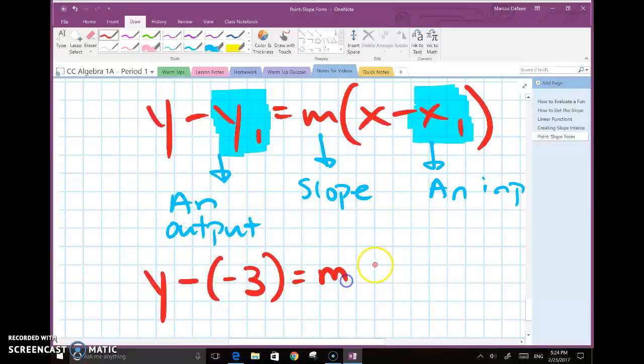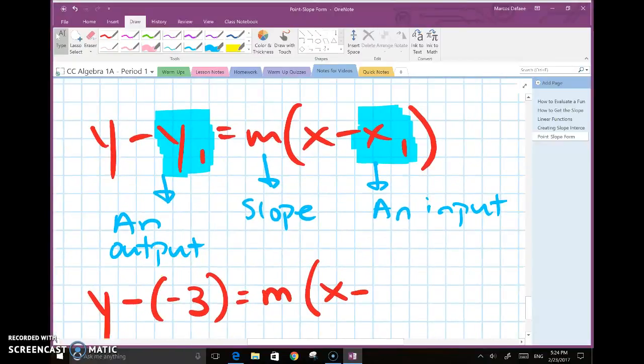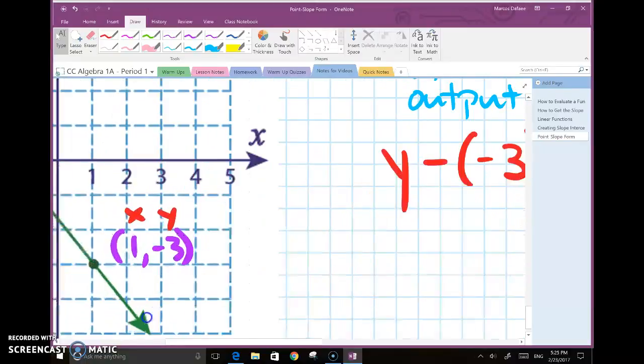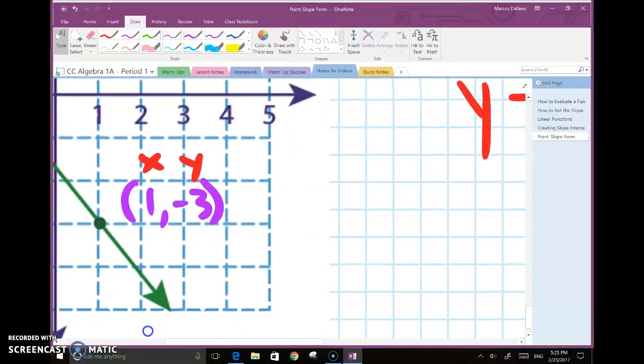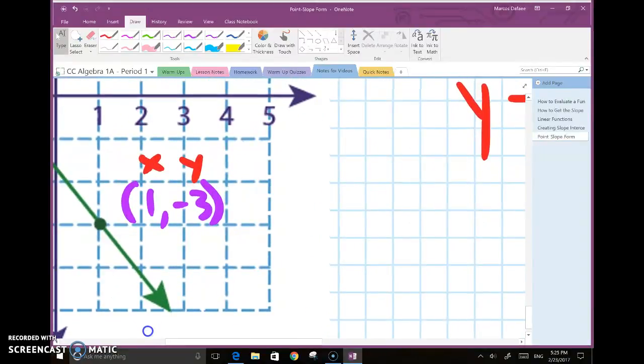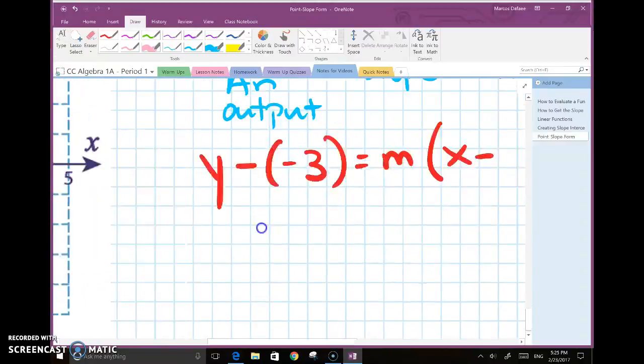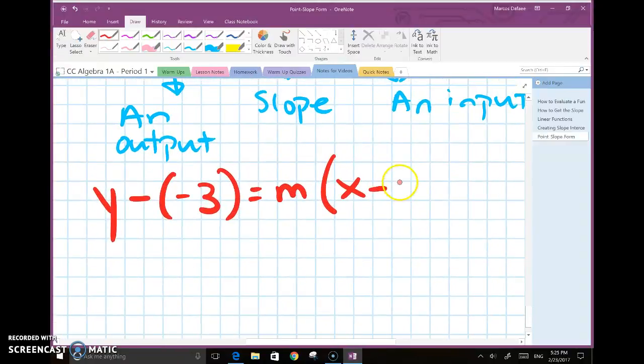Okay, then I have m times x minus. Now, my input number, my x sub 1, that will come from the same ordered pair. And as you can see here, my x value is a 1. So that will go in place of this. And now I have x minus 1. Now, it looks like we're done, but we're not, because we need the slope. And I don't have that yet.